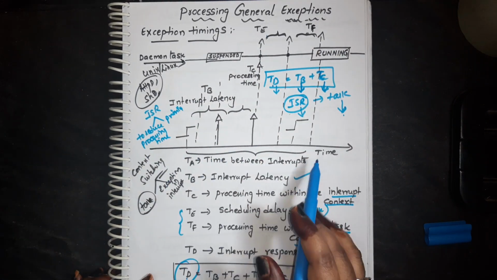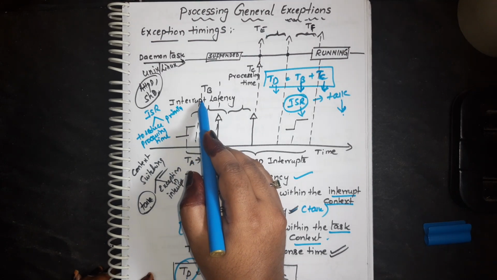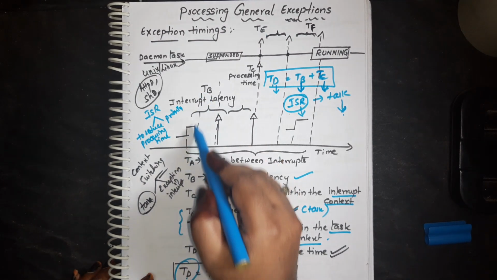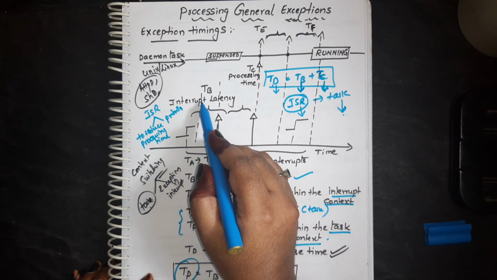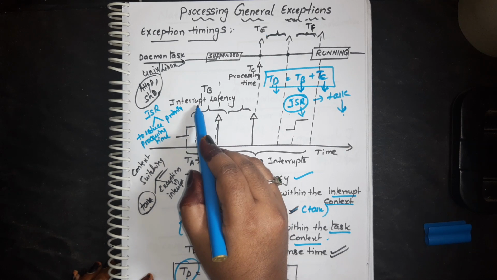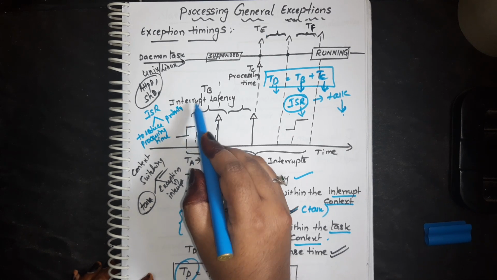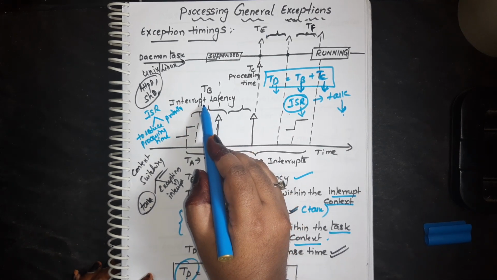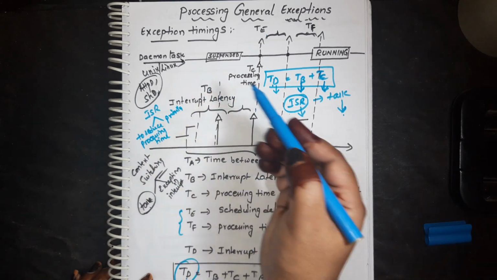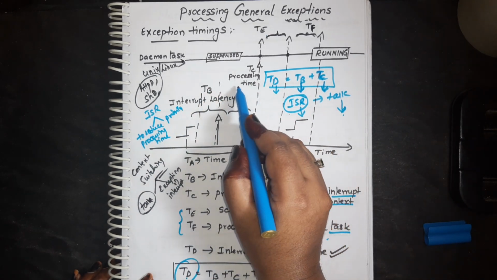So first we should see, whenever any interrupt occurs, the interrupt is raised, and the time gap or time difference between the interrupt being raised and its being sent to the interrupt service routine, we are going to call interrupt latency. The time here is called TB. And the second one we are going to call TC.